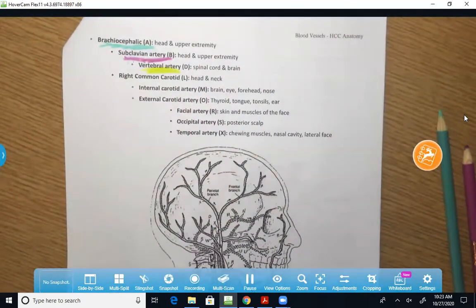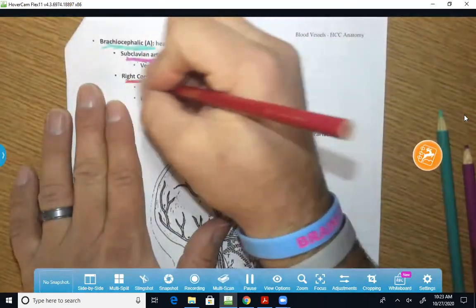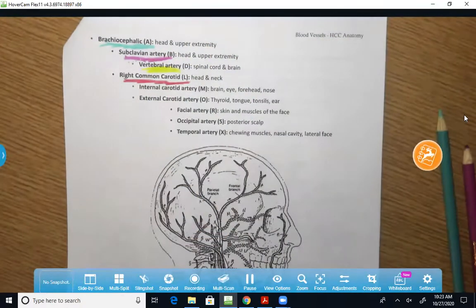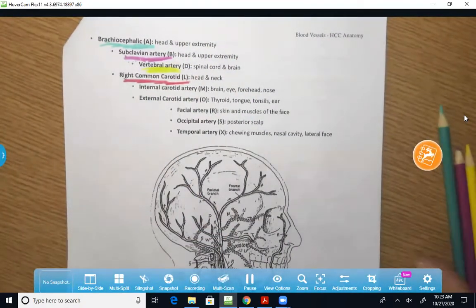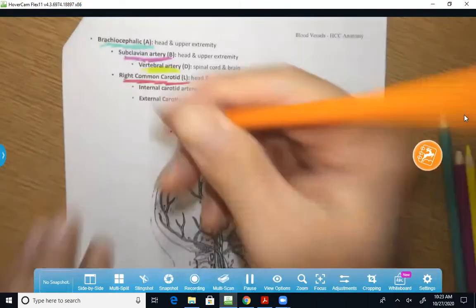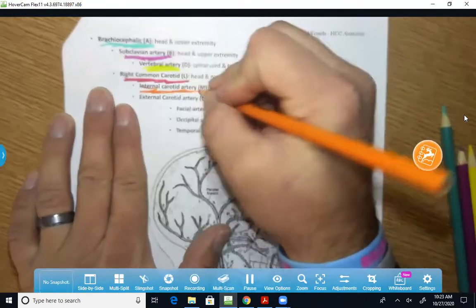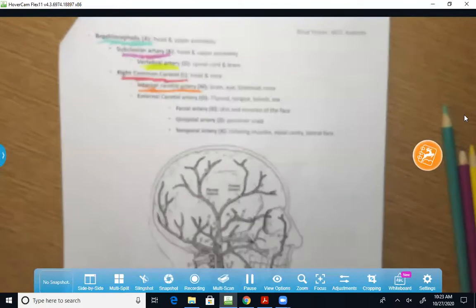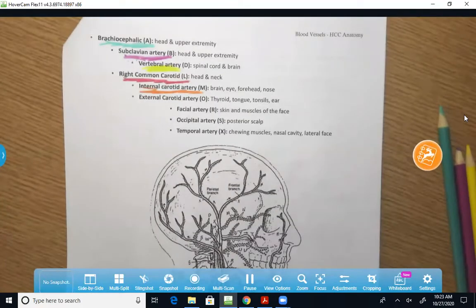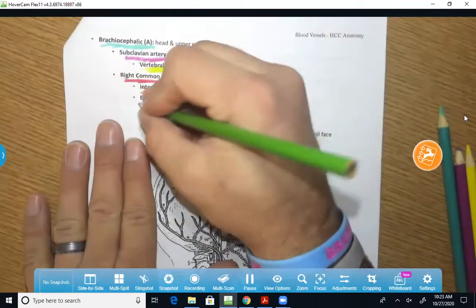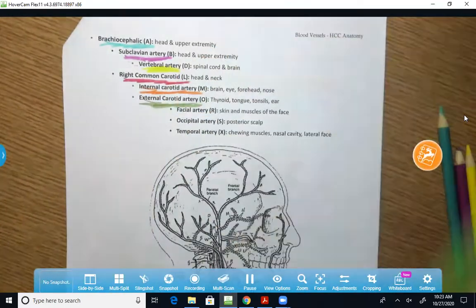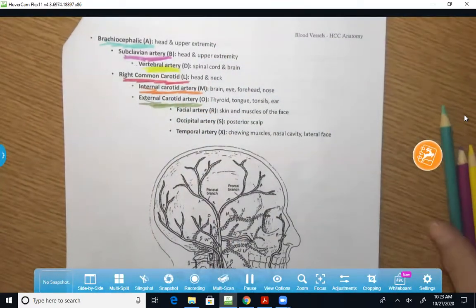Right common carotid, as I told you, common tells you it's going to fork. Forks into an internal carotid that is a big feeder of our brain, and an external carotid that is more superficial and feeds our scalp and outside of our body.